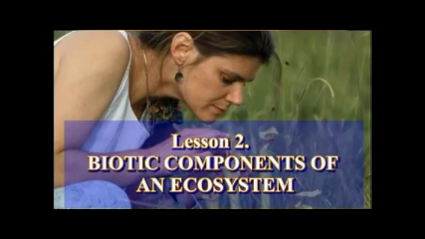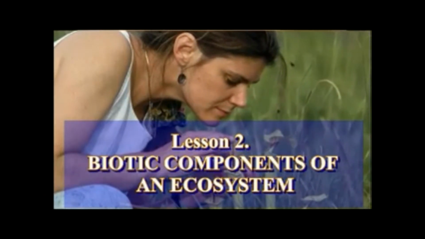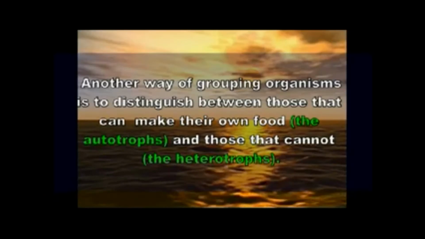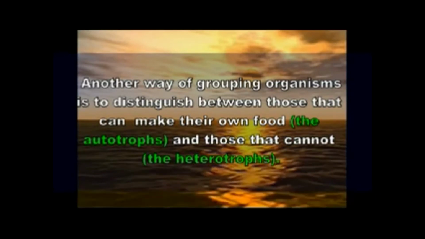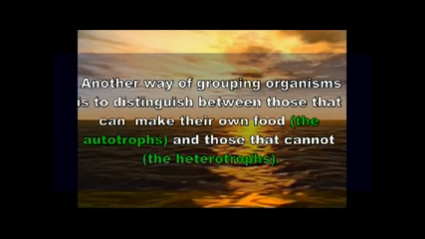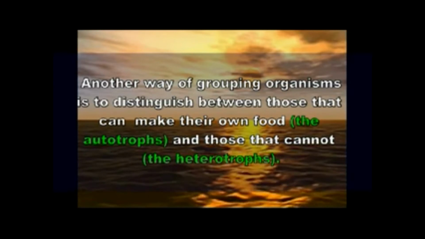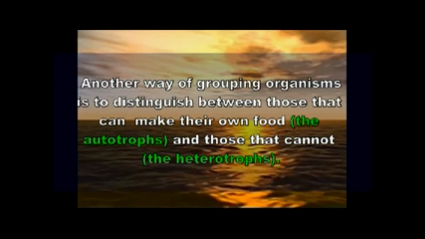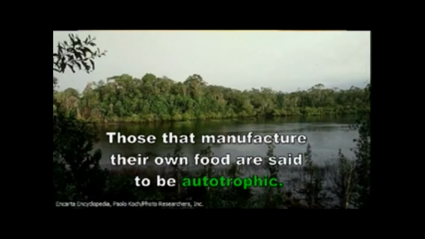Lesson 2. Biotic Components of an Ecosystem. Another way of grouping organisms is to distinguish between those that can make their own food, the autotrophs, and those that cannot, the heterotrophs. Those that manufacture their own food are said to be autotrophic.